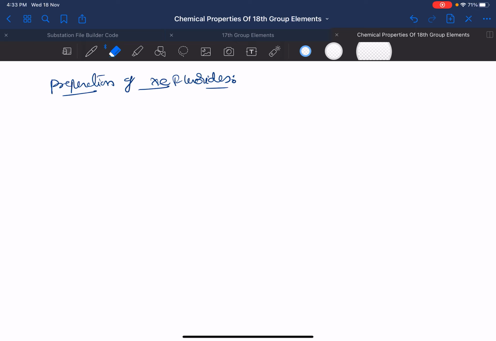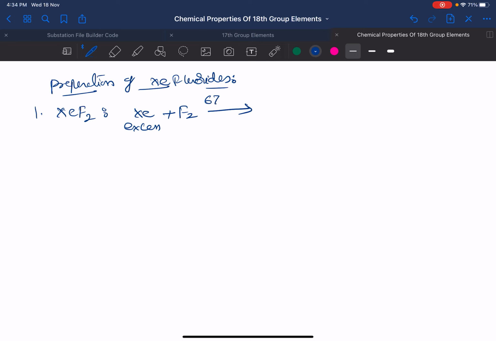First of all, we will discuss xenon difluoride, the simplest fluoride of xenon. How can we prepare xenon difluoride? Xenon difluoride can be prepared when excess xenon is reacted with fluorine at 673 Kelvin temperature and 1 bar pressure. At 673 Kelvin and 1 bar pressure, it gives xenon difluoride.